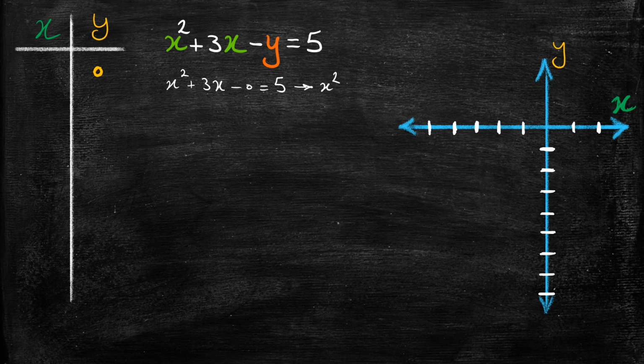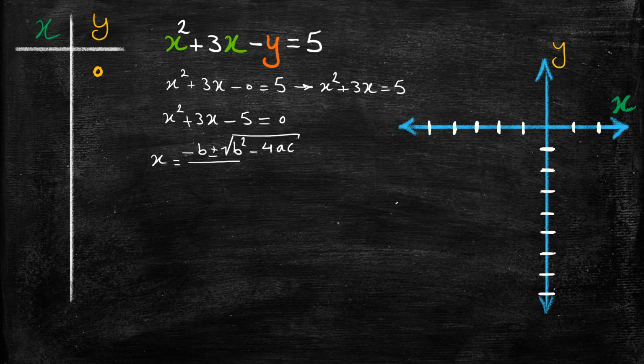X squared plus 3x equals 5. Subtracting 5 from both sides, I get x squared plus 3x minus 5 on the left hand side equals 5 minus 5 on the right hand side, so I get 0. So I have now converted it into the general form for which we have a formula to solve this kind of equation. The formula is x equals minus b plus minus square root of b squared minus 4ac over 2a.